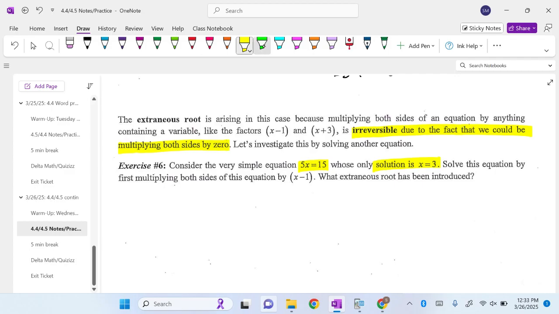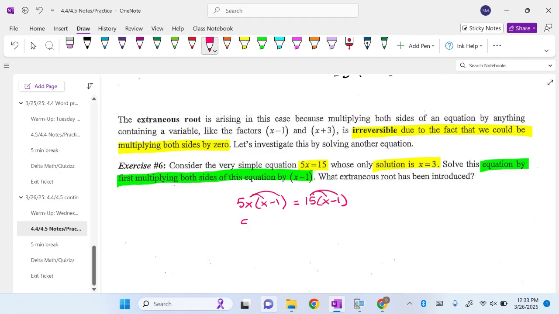But now we're going to do something a bit different. We're going to solve this equation by multiplying both sides of the equation by x minus 1. So in other words, I'm going to take this 5x and multiply it to x minus 1, set equal to 15 times x minus 1. I'm going to multiply both sides of my equation by x minus 1. So I'm going to distribute on both sides. So I get 5x squared minus 5x is equal to 15x minus 15.